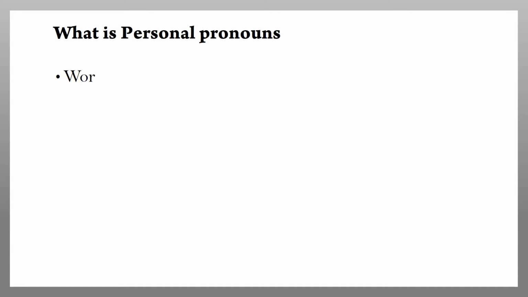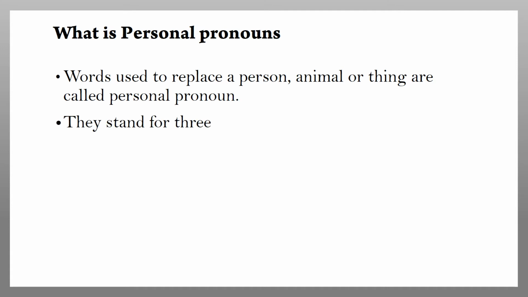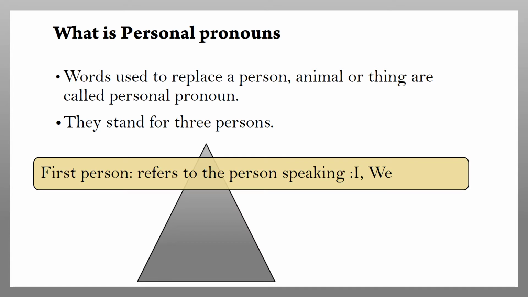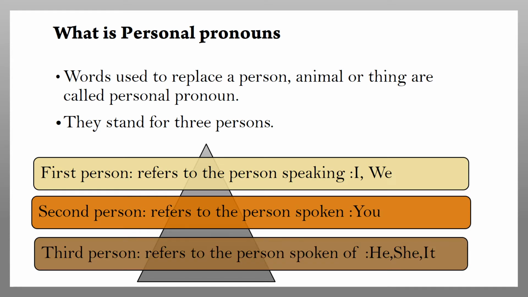Let's see what is personal pronouns. Words used to replace a person, animal, or thing are called personal pronouns. They stand for three persons. First person refers to the person speaking, I, we. Second person refers to the person spoken to, for example, you. Third person refers to the person spoken of, for example, he, she, it.